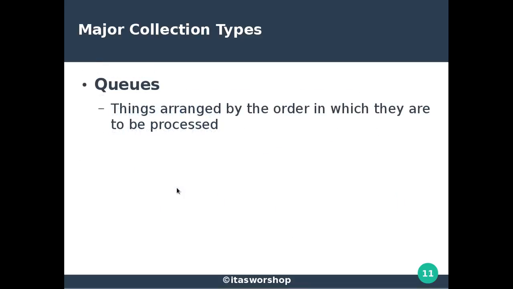Then we have queues. Queues means things are arranged by the order in which they are to be processed. Generally when I say queue, FIFO order comes to mind, first in, first out. But it is not necessary that queues are always first in, first out. We may have a priority queue, we may have a LIFO queue. We'll see how to implement these and which classes are associated with these.